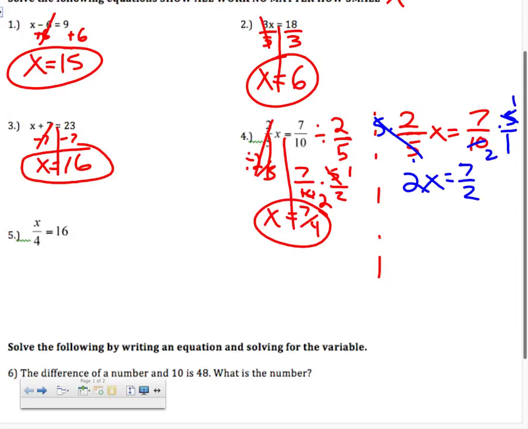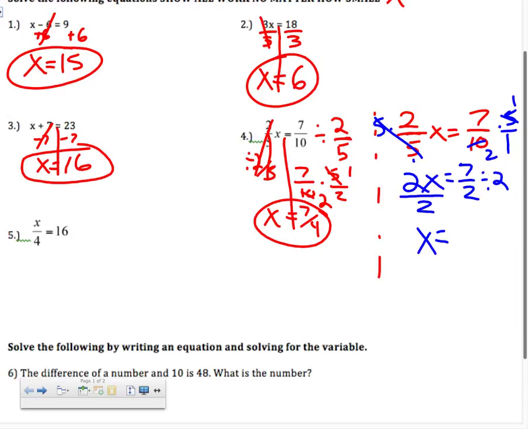Actually, we'll just leave it as a fraction for now. We won't bother with the decimal form. So the next part's going to be easier to see with the fraction anyway. So the next part of this is to then divide by 2, because now we have 2 times x, so we're going to divide by 2. And then we're going to divide by 2. I'm going to write like this for over here. And I get x is equal to 7 halves divided by 2.